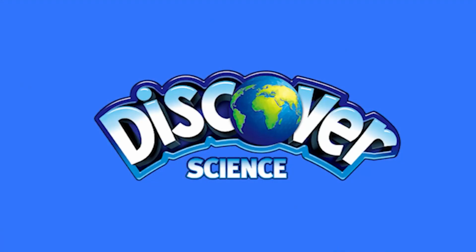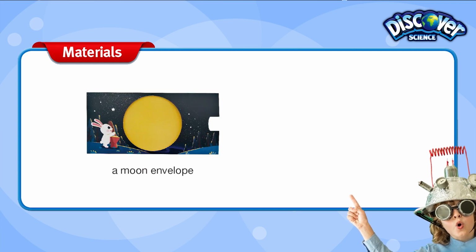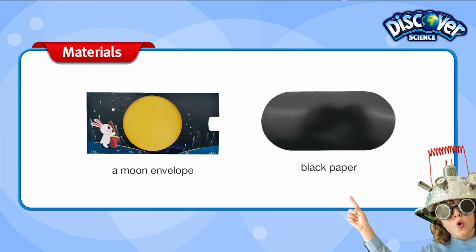Discover Science. Today's materials: a moon envelope and black paper. So the moon changes its shape, gets smaller and bigger. Let's find out how it changes its shape.